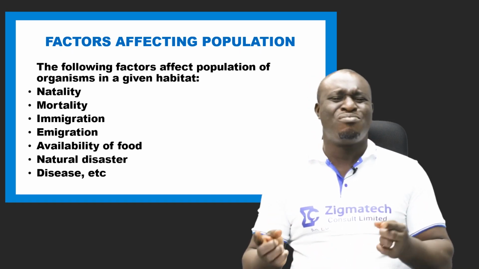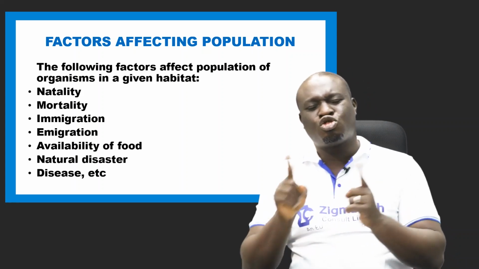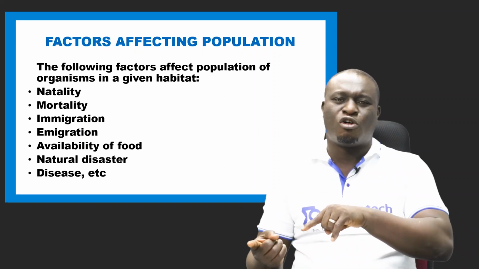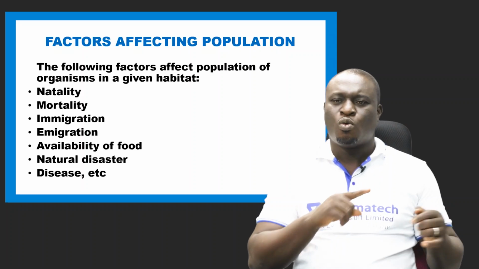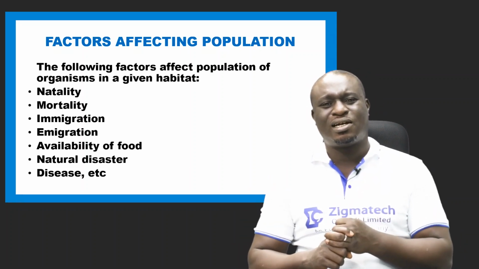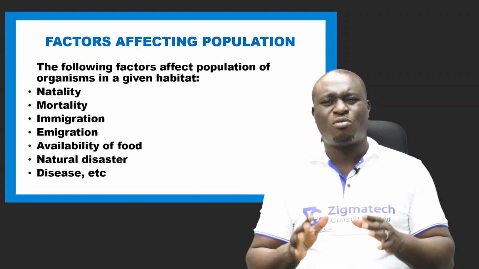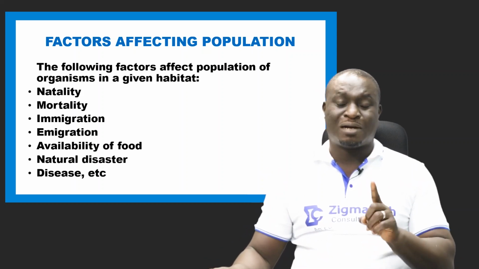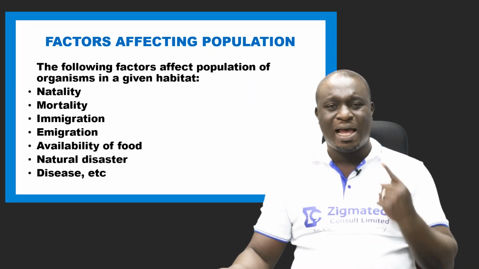Then we have immigration, that is movement of organisms into an area, and then emigration means movement of organisms out from a particular habitat. We also have availability of food. We also have natural disaster. We have diseases and so on. These are some of the factors that affect population or population size in a given habitat.